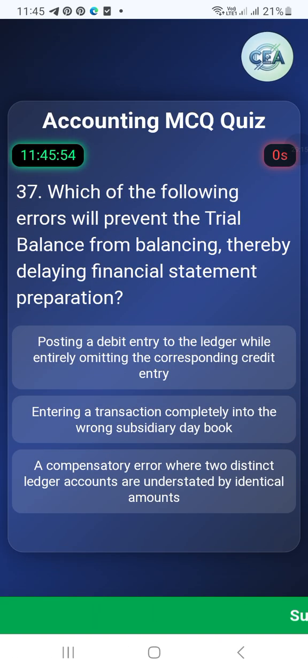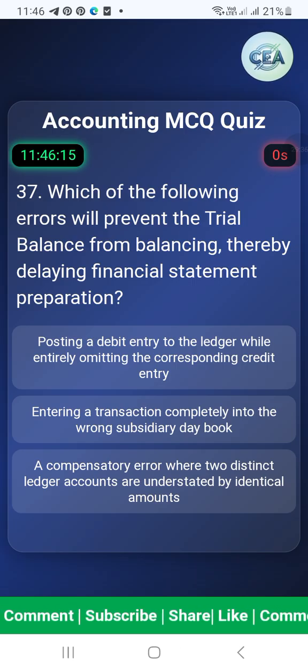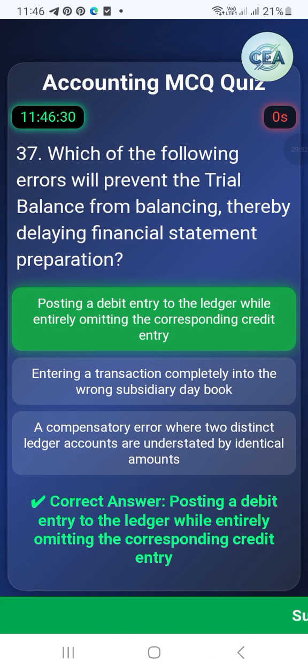37. Which of the following errors will prevent the trial balance from balancing, thereby delaying financial statement preparation? Option 1. Posting a debit entry to the ledger while entirely omitting the corresponding credit entry. Option 2. Entering a transaction completely into the wrong subsidiary day book. Option 3. A compensatory error where two distinct ledger accounts are understated by identical amounts. Correct answer is posting a debit entry to the ledger while entirely omitting the corresponding credit entry.